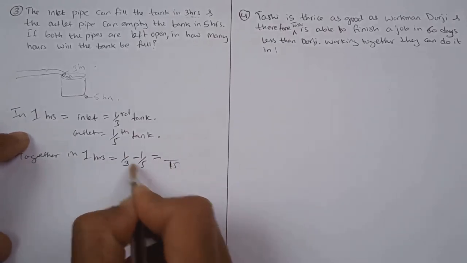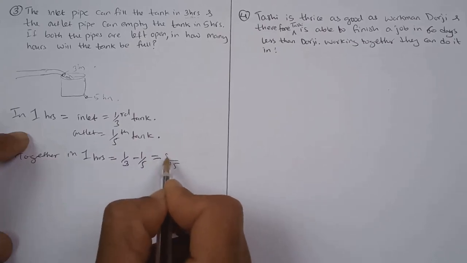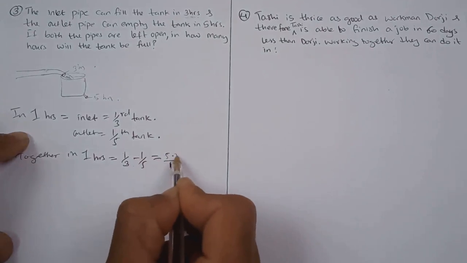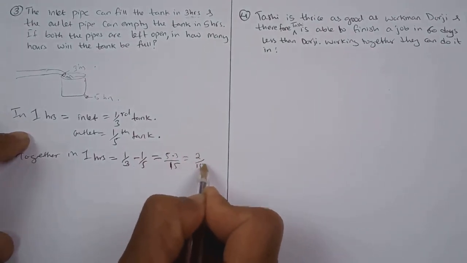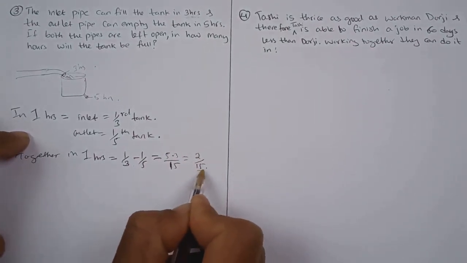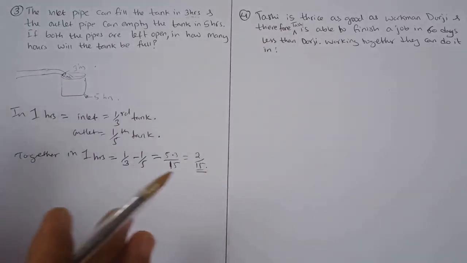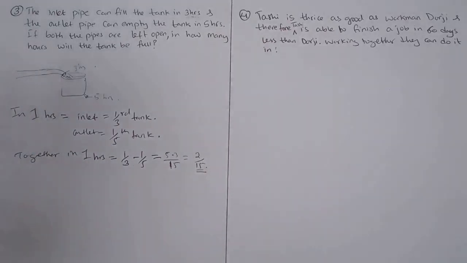So 1 into 5 will be 5, and 1 into 3 will be 3. So 5 minus 3 is 2 by 15. So 2 by 15 of the work is done in 1 hour. If 2 by 15 is a piece of work that can be done in 1 hour, we need to find the time to complete the work.